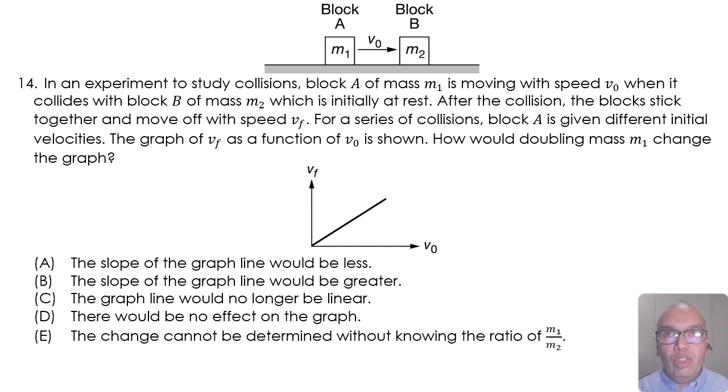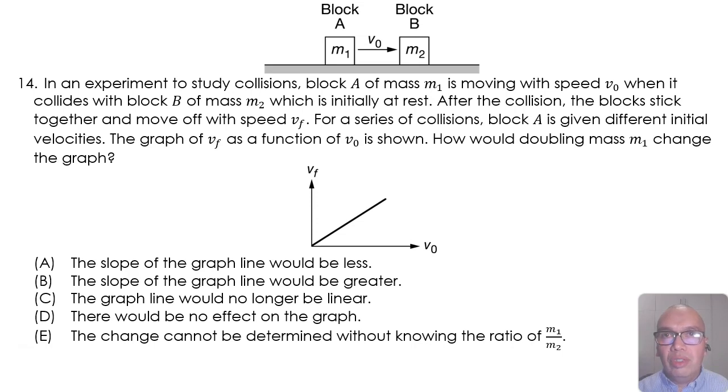In an experiment to study collisions, block A of mass m1 is moving with speed v0 when it collides with block B of mass m2, which is initially at rest. After the collision, the blocks stick together and move off with speed vf.